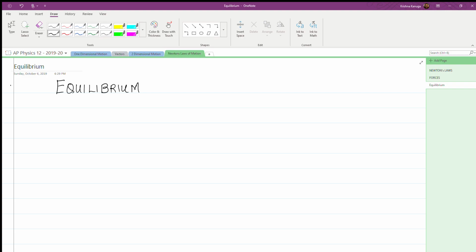So let us define what equilibrium is. So far we know, according to Newton's second law of motion, that F net is equal to ma. If a is 0, then we say that the object is in equilibrium.